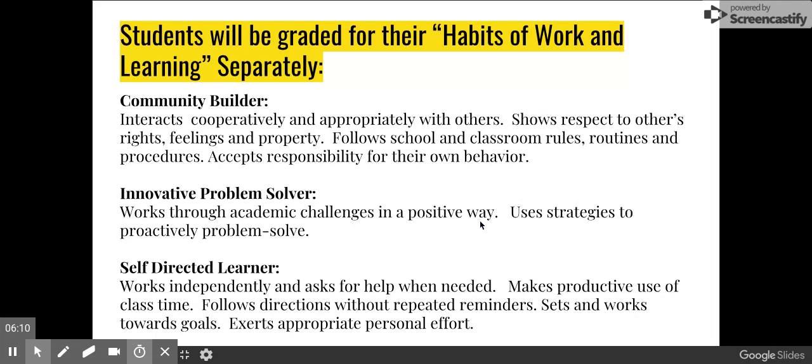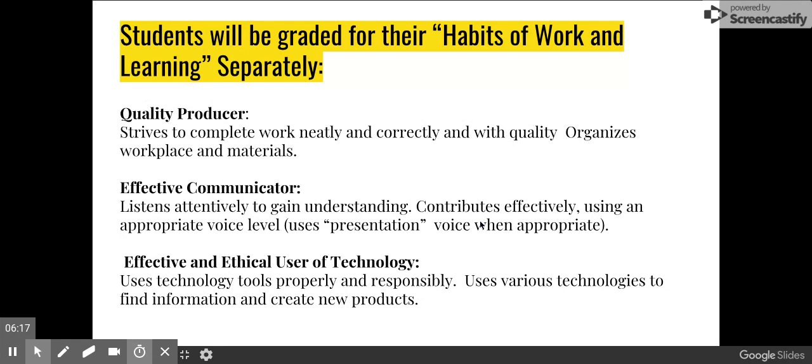This is the part of the report card that is just as important as the academic scores. With these 6 habits of work and learning, we're going to be reporting on students' effort, behavior, and attitude, and all those behaviors that make someone a successful learner.